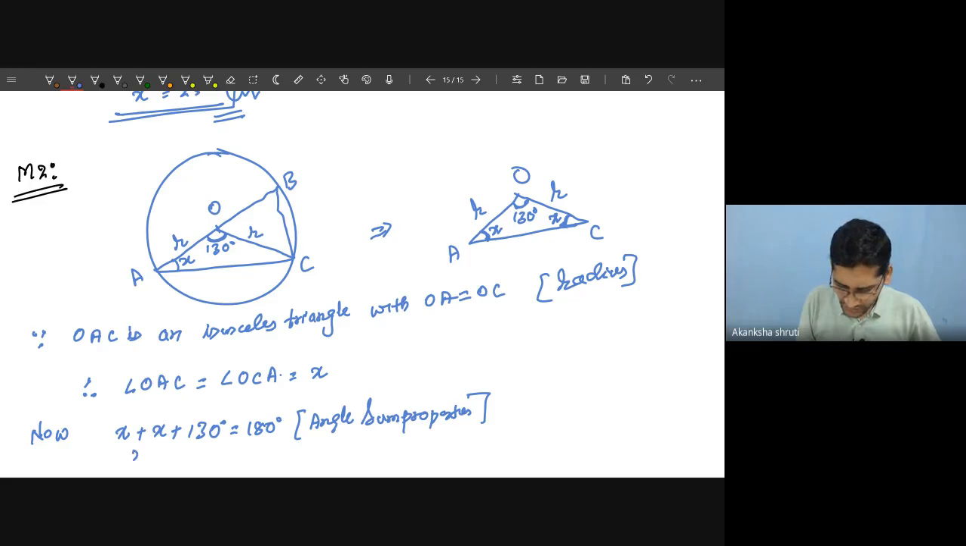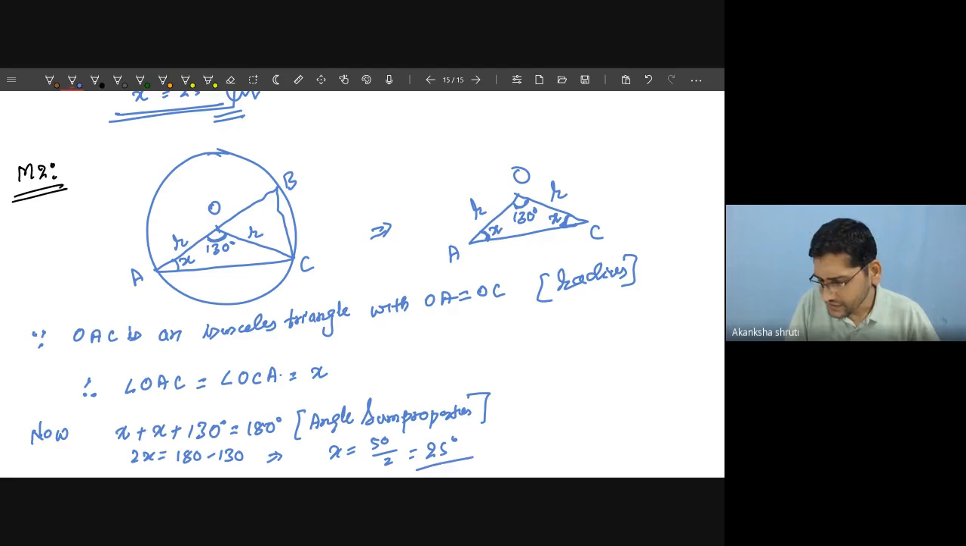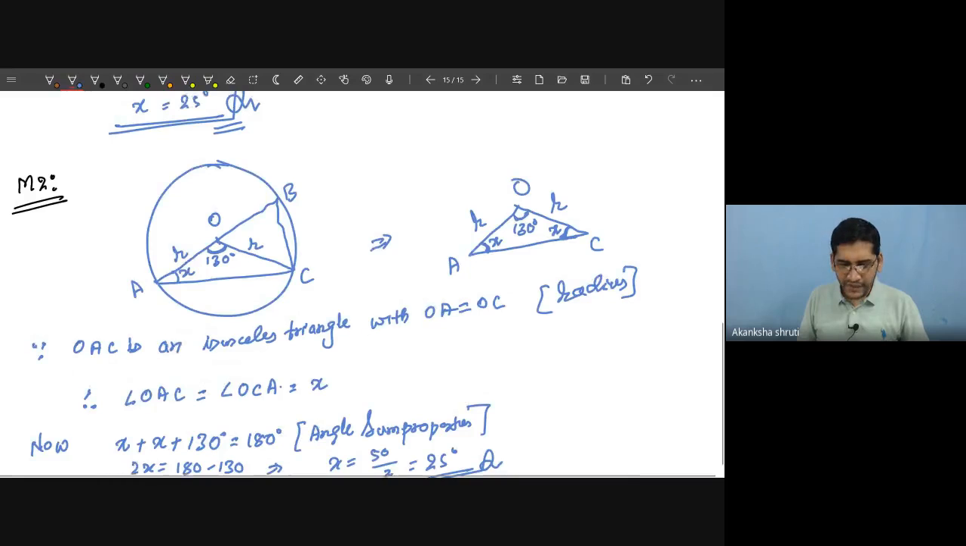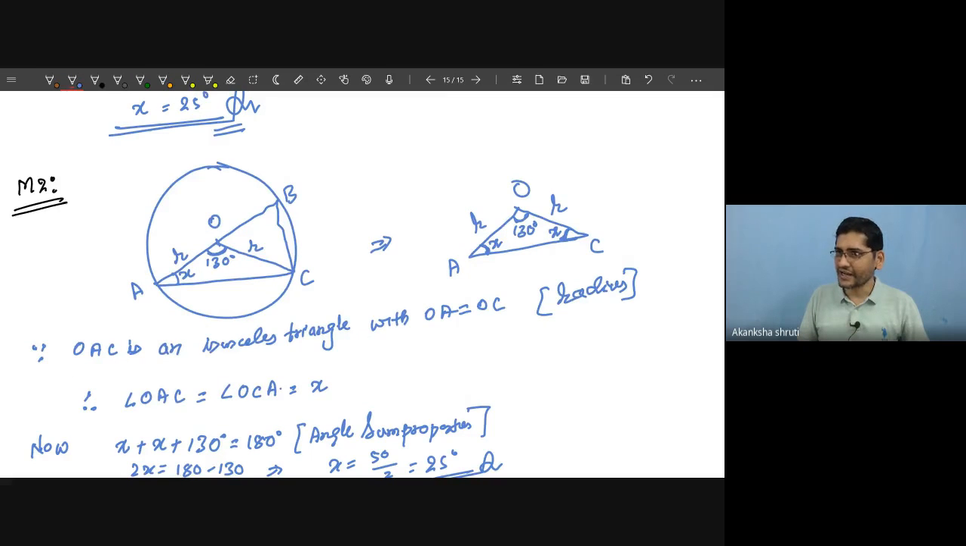Exactly. So 2x is equal to, subtracting this, 130. So this implies x is equal to 50 by 2, so it is 25 degree. Okay, student, so what we are getting is exactly the same. This way you are free to apply the property of triangle and the property of circle, that the radius is forming an isosceles triangle, and we can determine the x.